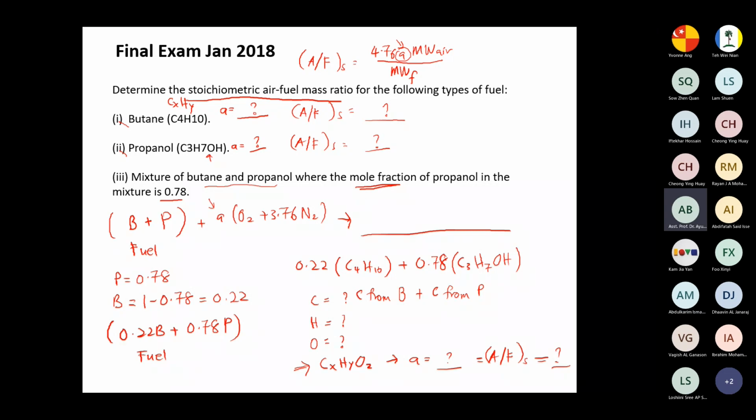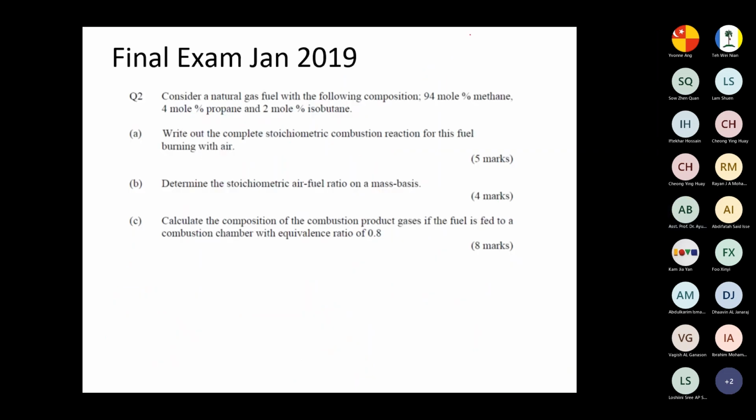Now you can proceed with this question, January 2018. Later, I will explain January 2019 also. This one we focus on A and B only. For C, we haven't touched this syllabus yet. Okay, for A and B only. C with KIV until we finish chapter 3.